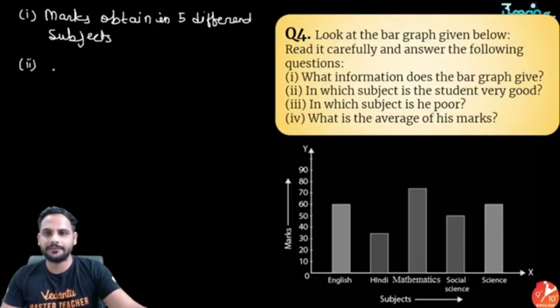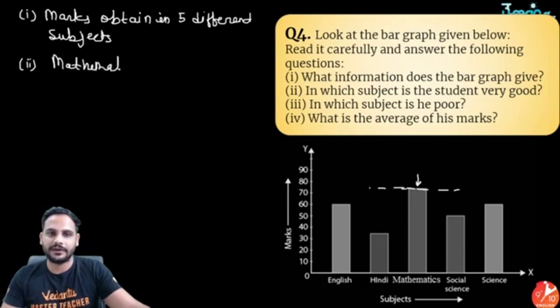Okay, second one, in which subject is the student very good? So the student is obviously good in the subject where he is scoring the highest mark. The highest mark he is scoring, see, the length of the bar graph is maximum in the case of maths. So he is brilliant in mathematics. You are also as well, right?